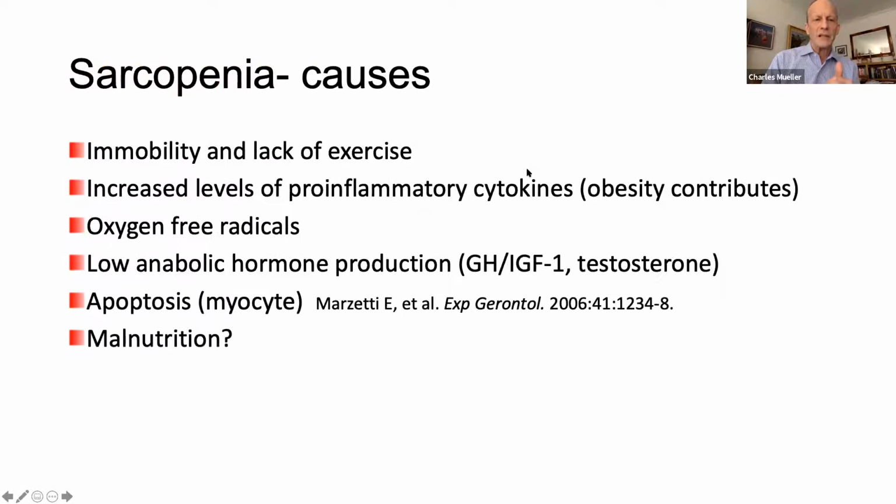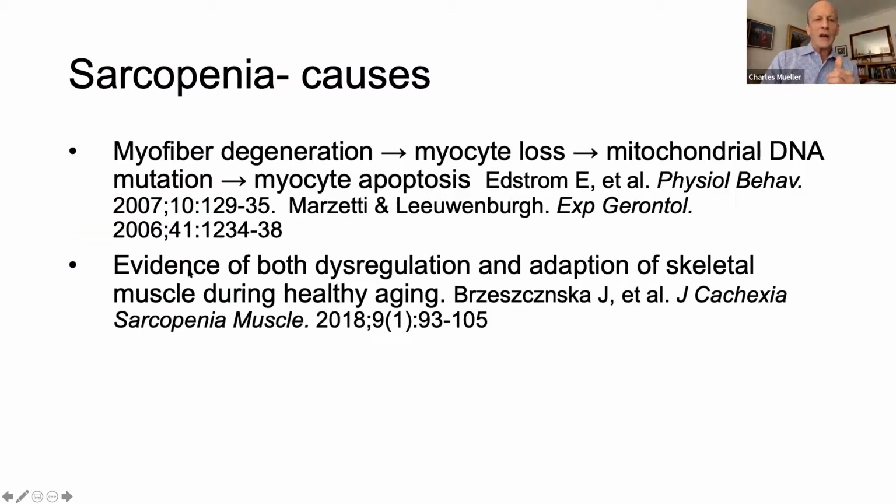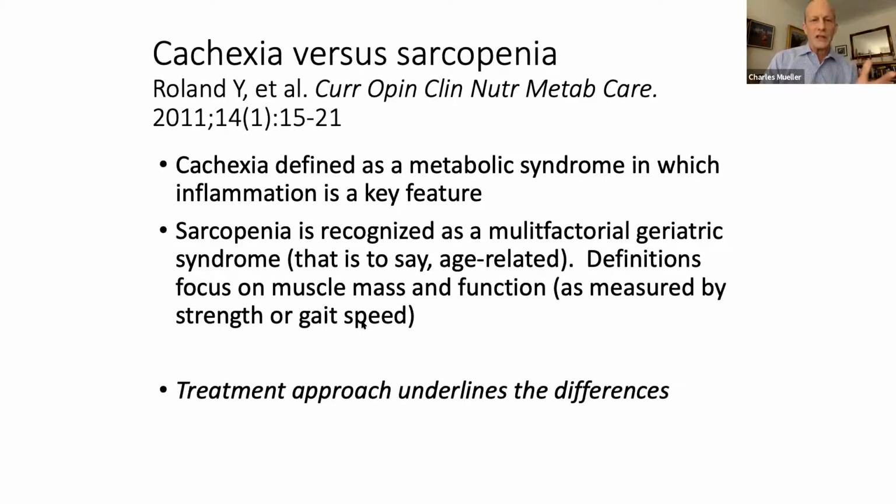It is very different and can be caused by a lot of things, but most of this has to do with age. And here's more cause, so we'll go whizzing by this. I hope you have access to slides if you want to look into this in more detail. And cachexia is not sarcopenia. It looks like it often, but cachexia is a metabolic syndrome in which inflammation is the key factor, and sarcopenia is a geriatric syndrome and focuses on muscle mass and function. And treatment approach underlies the differences.